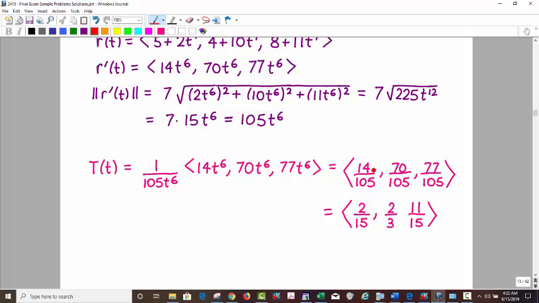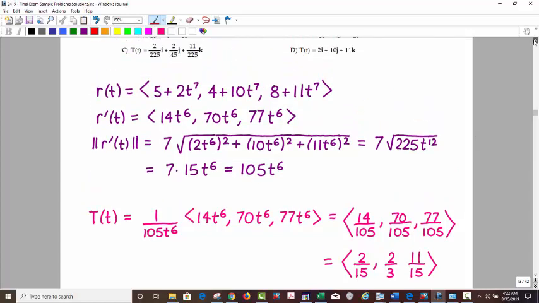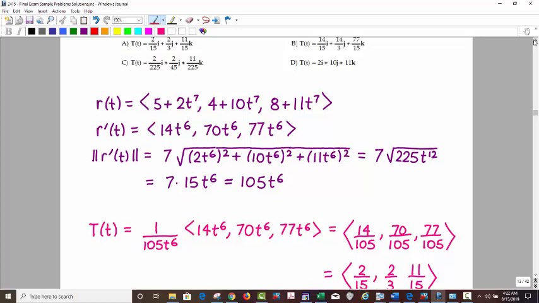So you just get rid of the t to the 6th, 14 over 105, 70 over 105, 77 over 105, and those all reduce by at least 7. The middle one reduces by 35 over 35. So we end up with answer A in standard unit vector form. Okie doke.